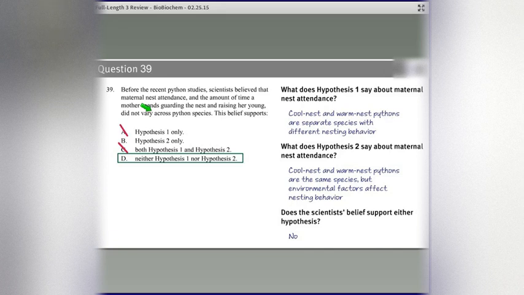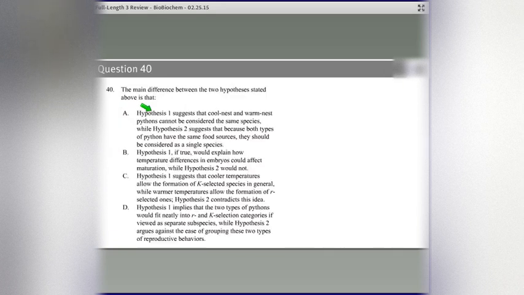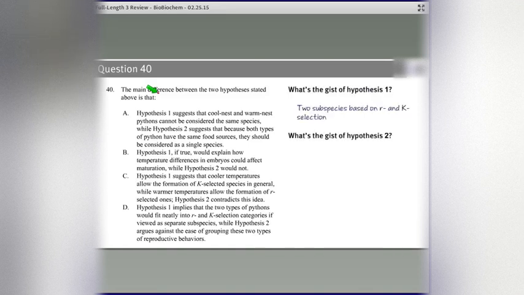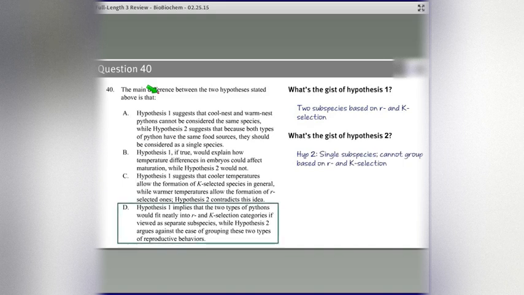Okay? So let's take a look at another question. So the main difference between the two hypotheses stated above is that... So now we'll have to put these hypotheses in our heads. Hypothesis 1: they can be different subspecies, but they do different things. Hypothesis 2: it's the same species, it just does different things based upon the environment. Okay, so we're going to lock that away in our heads so that we can figure out what we have going on. So pretend you didn't see that.